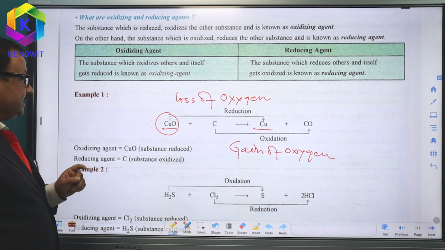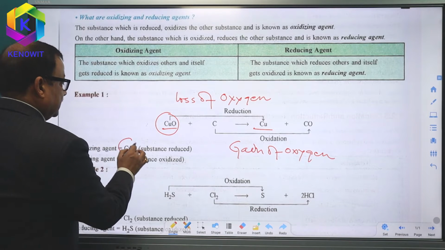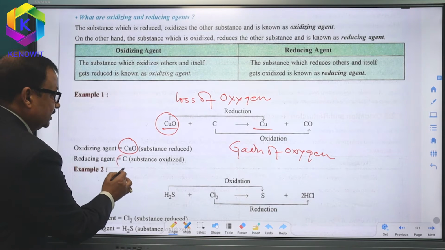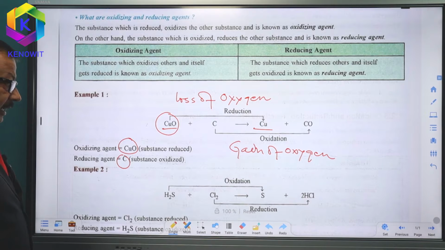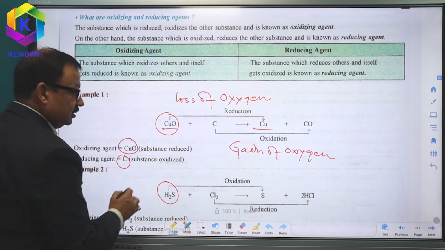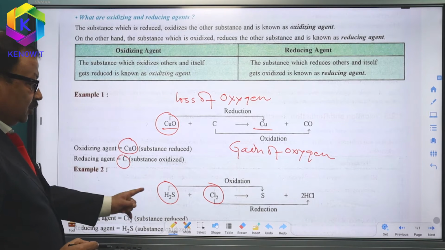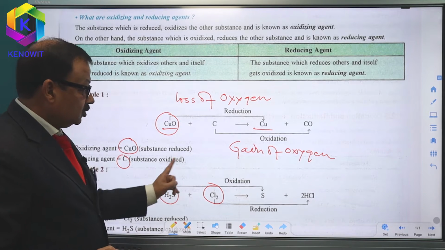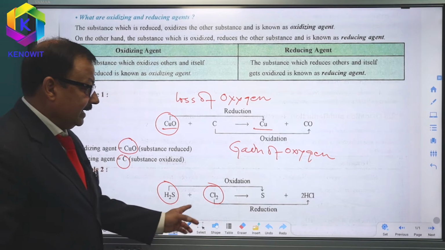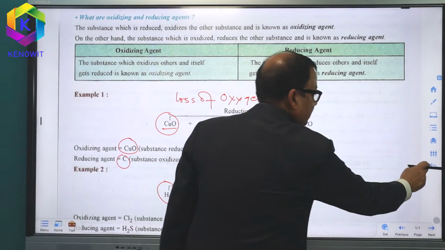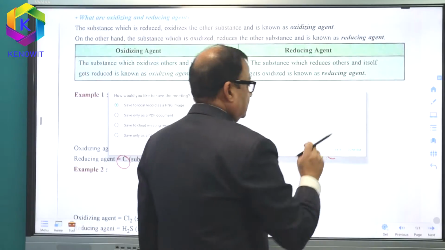Then the oxidizing agent is copper oxide. Why is copper oxide the oxidizing agent? Because copper oxide loses oxygen, so the substance is reduced, and carbon is oxidized because carbon combines with oxygen. Another example, H2S loses hydrogen, and chlorine gains hydrogen. So H2S loses hydrogen, and loss of hydrogen is oxidation and gain of hydrogen is reduction. A very simple concept on the basis of oxygen and hydrogen.